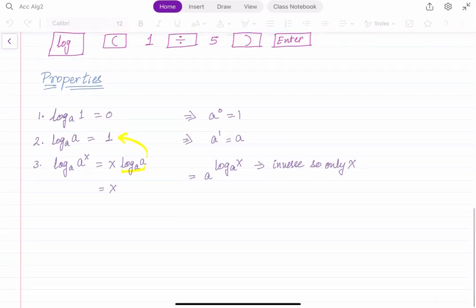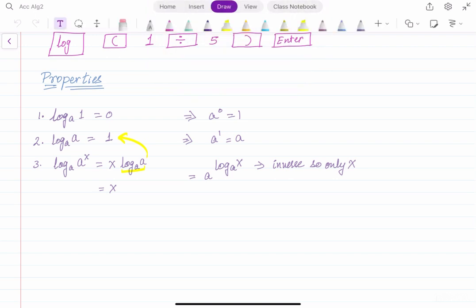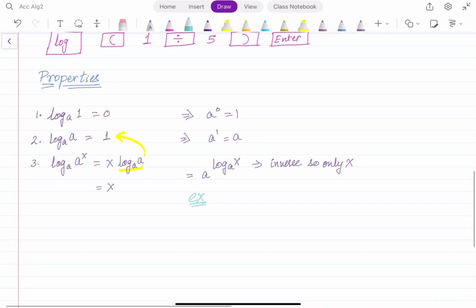The properties of the log, these are very, very important properties. Please memorize them. Log base a of 1 is nothing but 0 because anything to the power of 0 is 1. Log base a of a is 1, because anything to the power of 1 is the number itself, a. And number 3 is very, very important because the base is the same and the number is the same, so it cancels out. So a to the power of log base a of x, the a and log a, they are inverses, so only x is left.